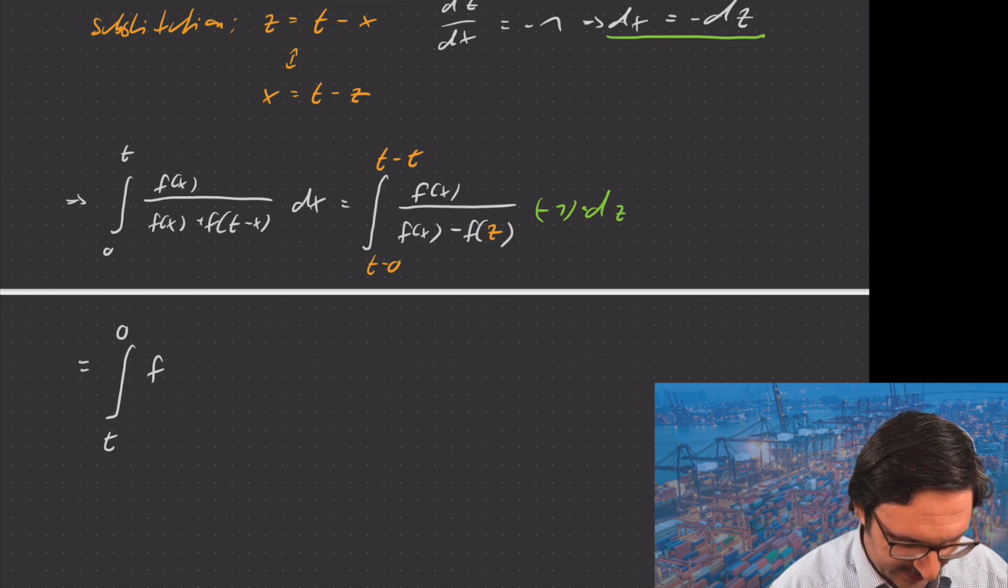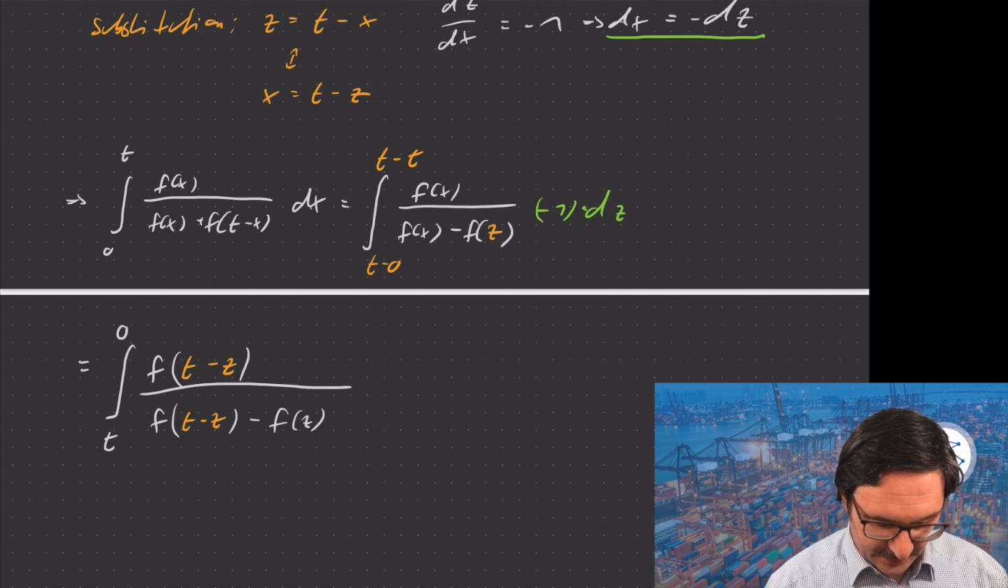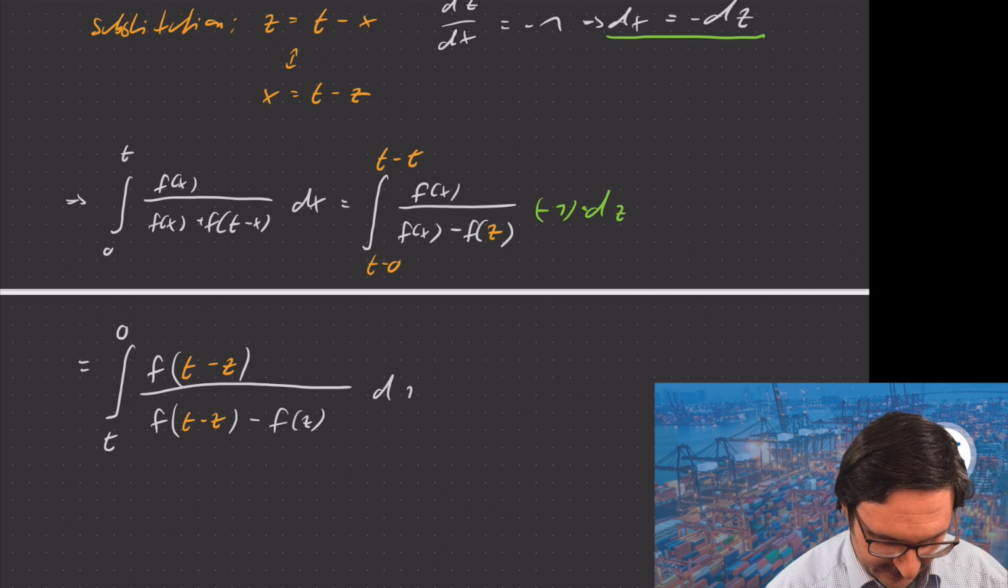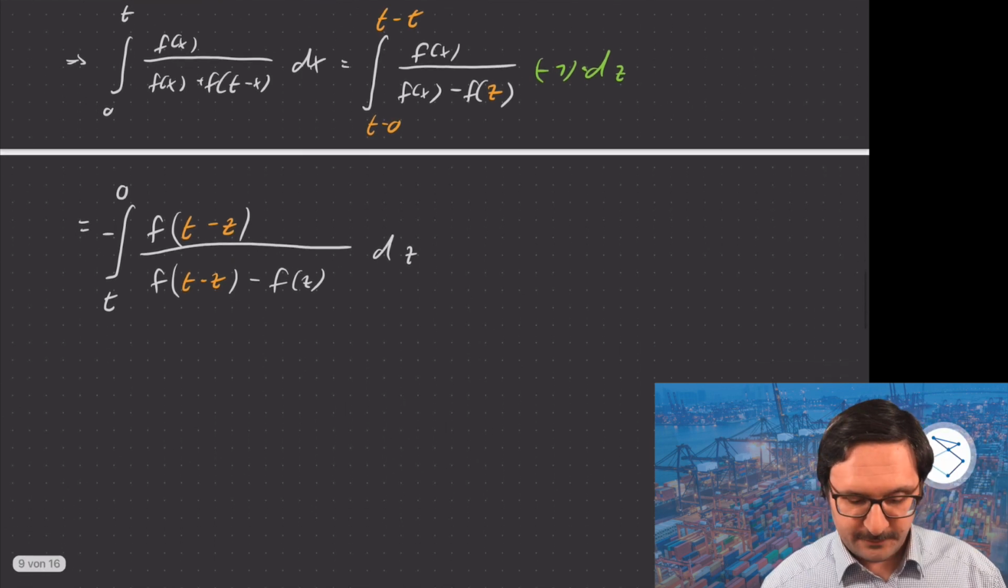So that means we use this here instead of x. And we also have that minus here. Let's take the minus in front of the integral. So this is how this looks now.